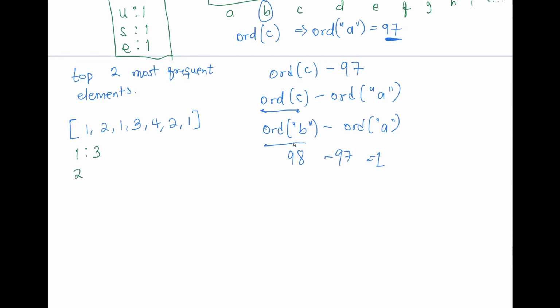2 occurs how many times? 2. Okay. 3 occurs how many times? 1. Okay. Let me make it a bit scary. Instead of 3, I don't want it to look like it's consecutive. Let's make this 8, and let's say this is 12. Okay. So this is 8, and this is 12. Do you agree?